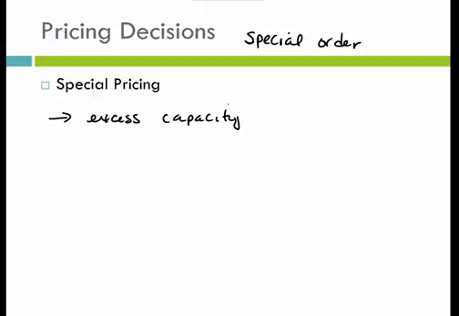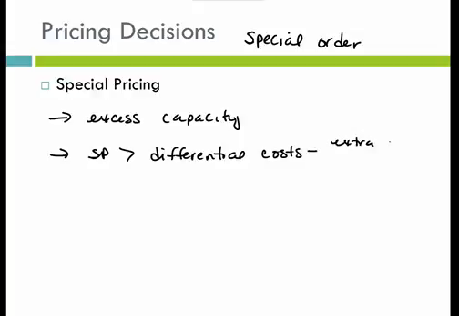However, if you have excess capacity and your regular business is covering all your fixed costs, then you really just need to cover the extra cost that you would incur with this order. So you would just need to make sure the selling price is greater than what we'll call the differential cost, the cost that would be incurred with this order. Differential costs.